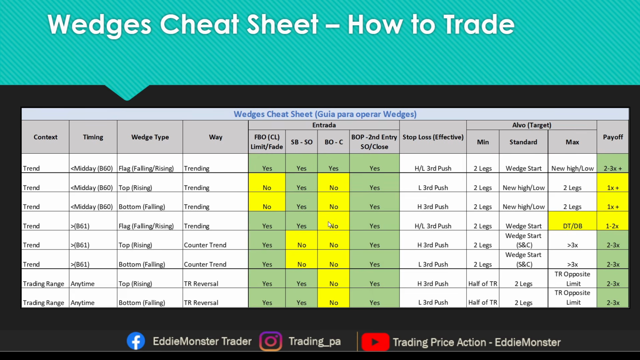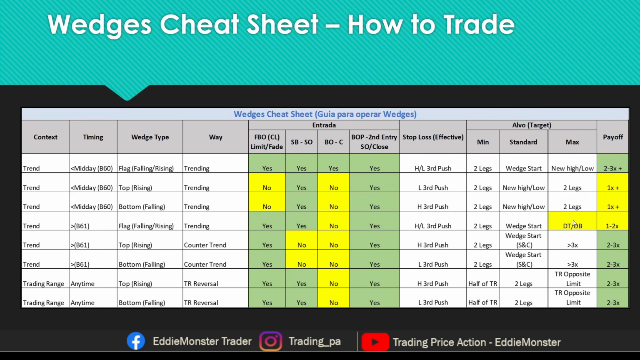Because you might be buying high versus the previous high, let's say, versus the target, right? So versus the target of the wedge. We'll see that in the next example.